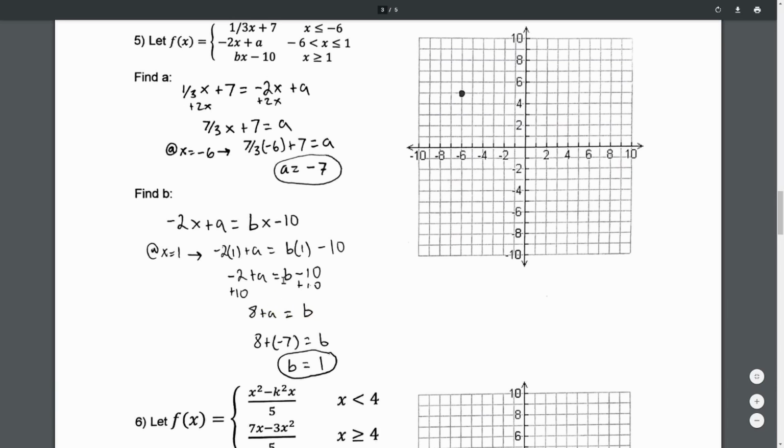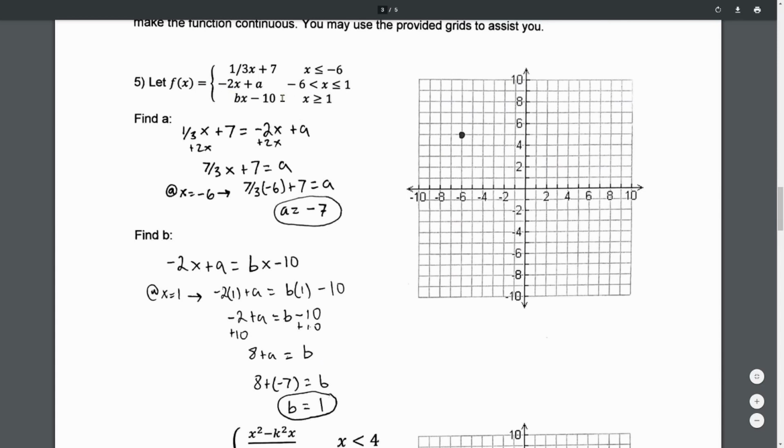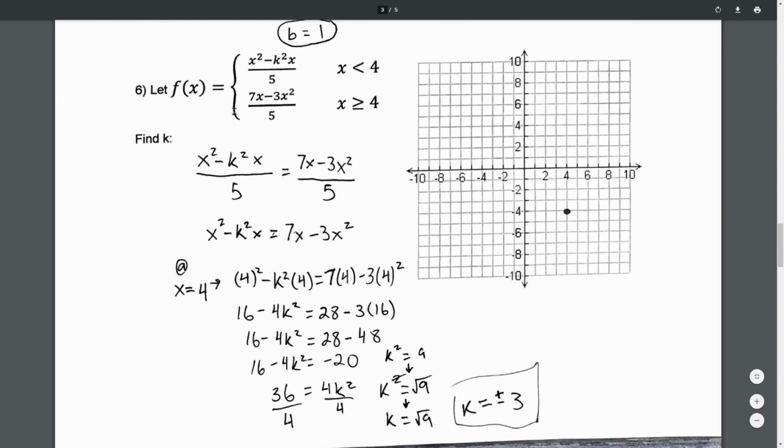Since we already solved for a up here, negative 7, we plug in negative 7 here, and we get that b equals 1. For this function, when a equals negative 7 and b equals 1, there will never be a hole on this graph, and that means the function will be continuous. Finally, we have this set of equations, and we're evaluating at x equals 4. So the first step, we have to set these functions equal to each other.